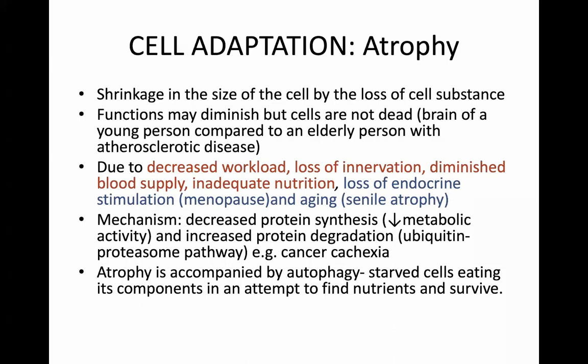Atrophy results from decreased protein synthesis and increased protein degradation in cells. The protein synthesis decreases because of reduced metabolic activity. Very important. What is happening is that there isn't enough nutrition available, or there are trophic signals that tell that part of the body that it is no longer required to produce or function, as when there's loss of innervation. So protein synthesis decreases because of reduced metabolic activity.